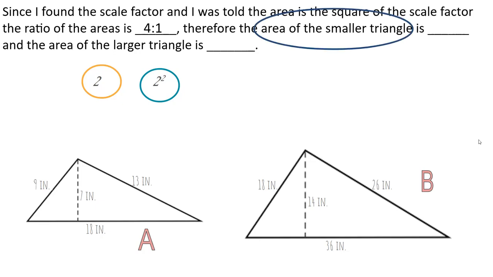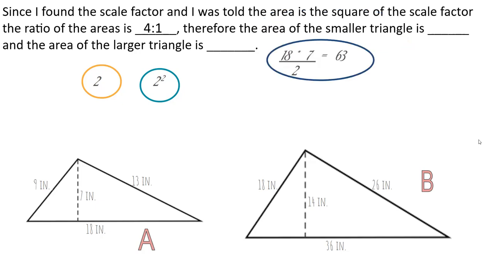The area of the smaller triangle is base of 18 times height of 7 divided by 2, which could also be known as half the base times the height. Notice that the area of the smaller triangle is 63. Now, this is a great example of why we square for the area.